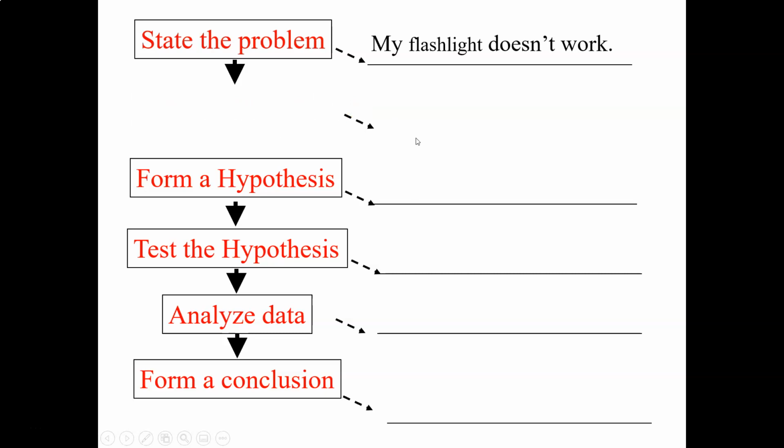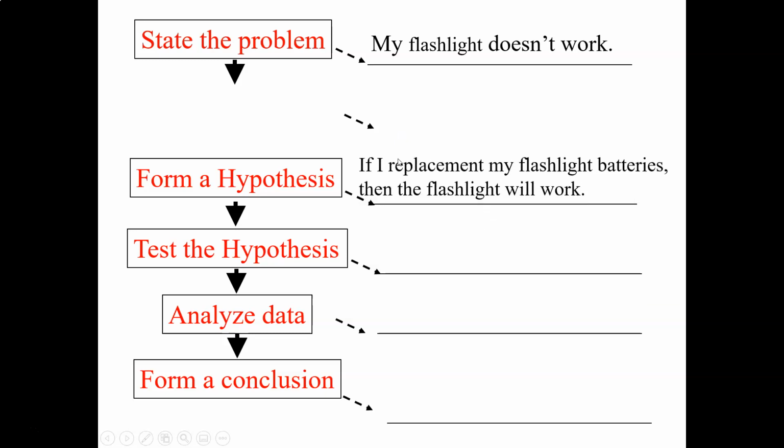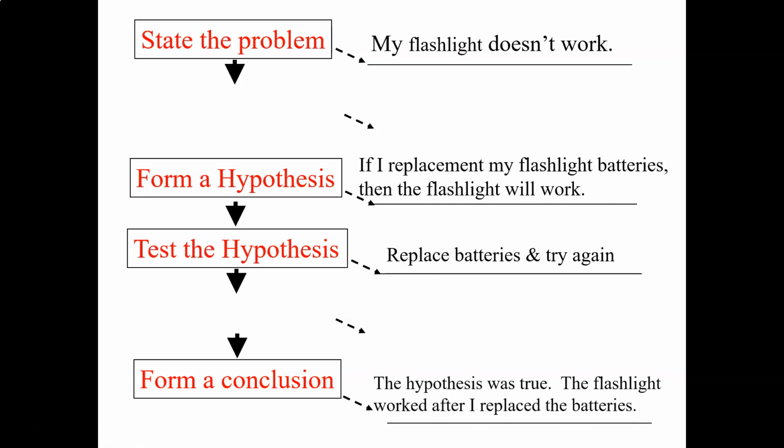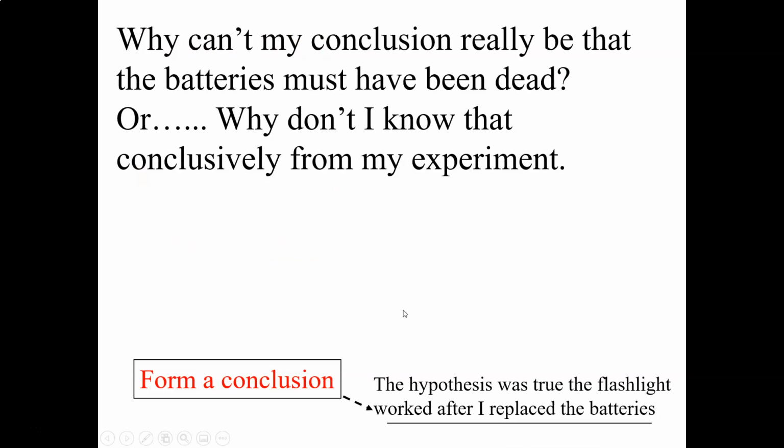We formed a hypothesis, and my hypothesis was if I replace the batteries, then the flashlight will work. We tested the hypothesis with an experiment. We changed the batteries and tried it again, and the flashlight, lo and behold, worked. Now, analyze the data. I don't think we did a whole lot of data analysis other than just looking at the light and saying that it did turn on. And then we did form a conclusion. The hypothesis was true. The flashlight works after I've replaced the batteries. So that's the conclusion we came to.